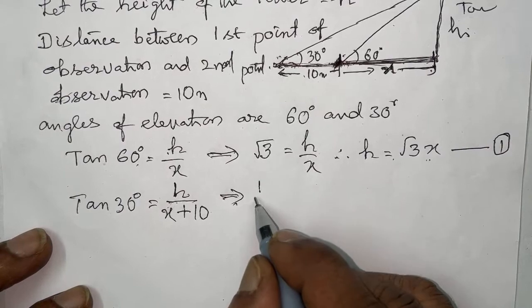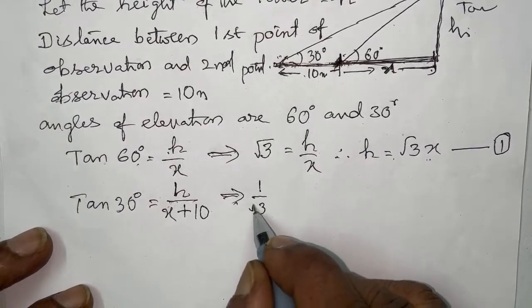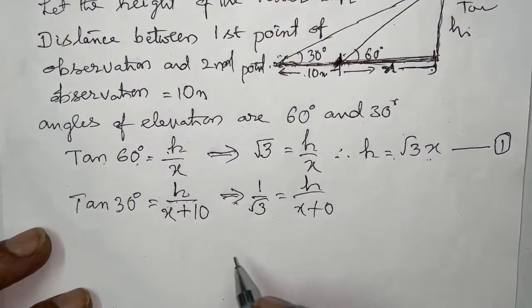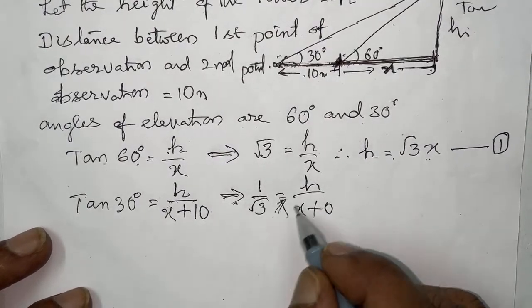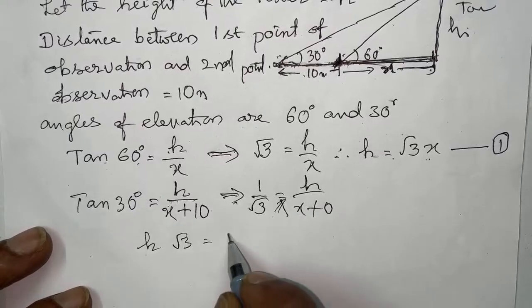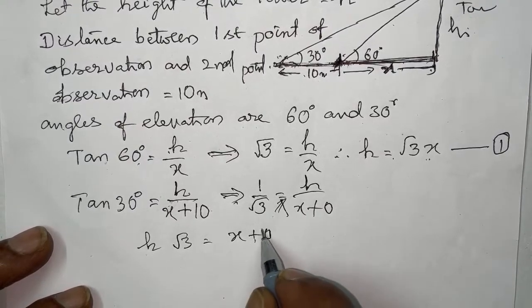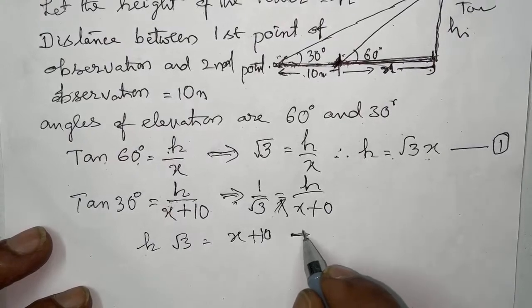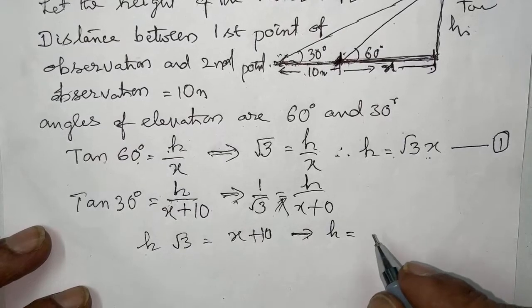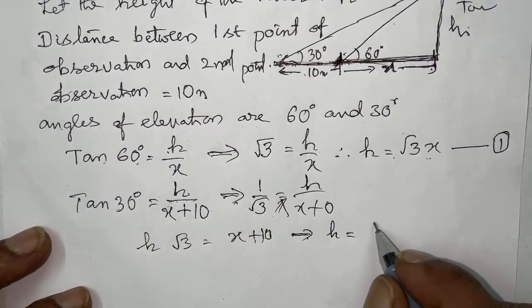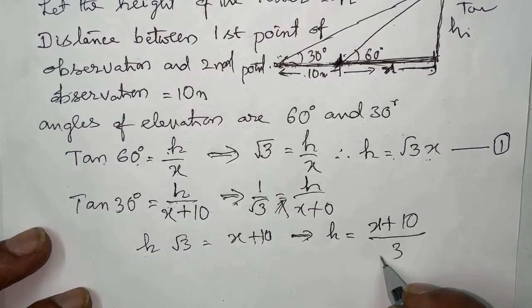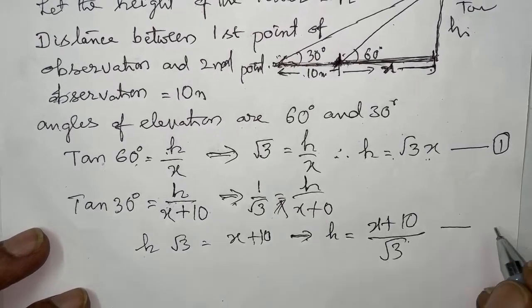You have to go through. That is 1 by root 3, the tan 30 value, is equal to h by x plus 10, and we want cross multiplication. h into root 3 is equal to x plus 10, which implies h is equal to x plus 10 by root 3, and this is equation 2.